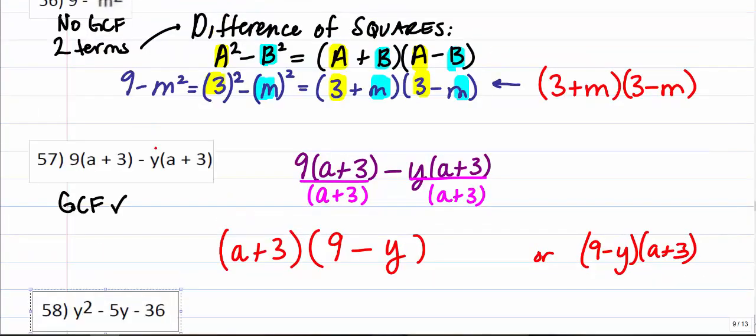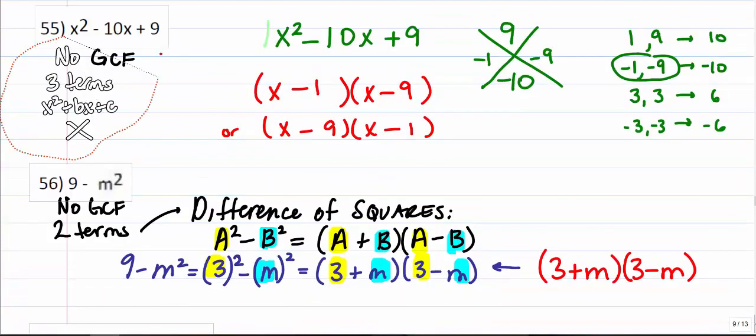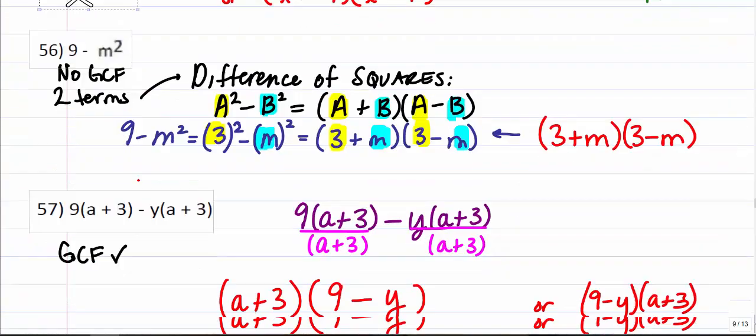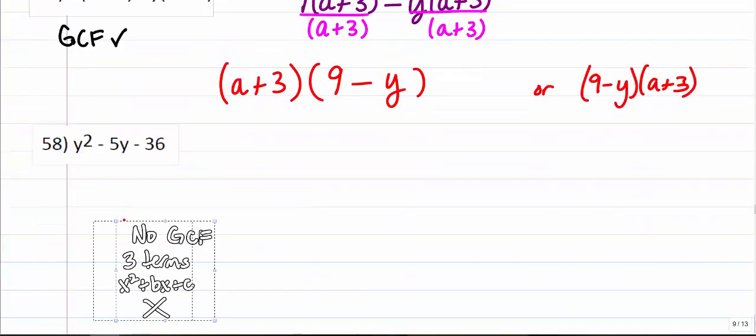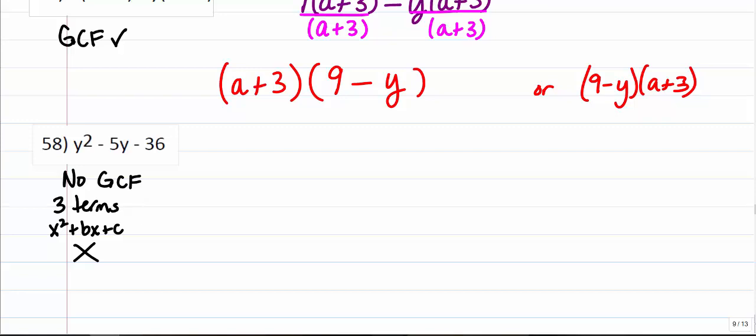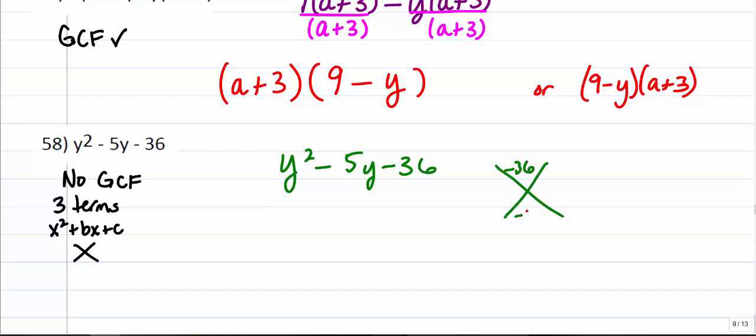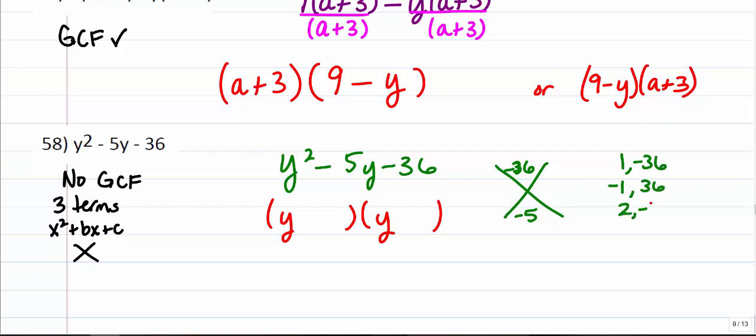58. Again, it's the same thing as what I have up here. There's no GCF, and there's 3 terms. And so what I'm going to be able to do on this one is simply say, what are the numbers that multiply to negative 36 but add up to negative 5? I know that it's going to be y and y. I also know that it's got to be a positive and a negative, right? It's either got to be 2 and negative 18 or negative 2 and positive 18.